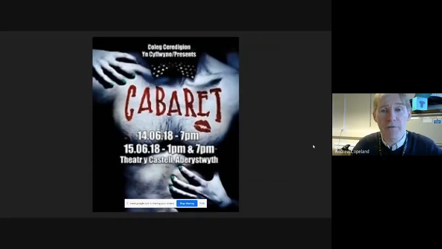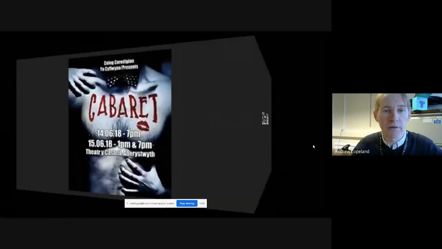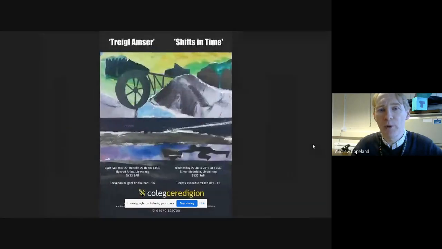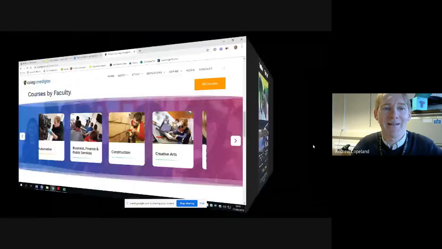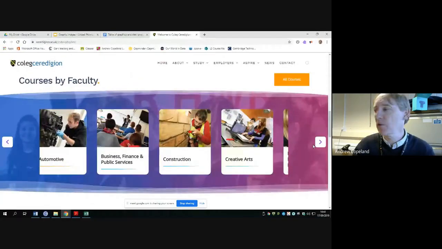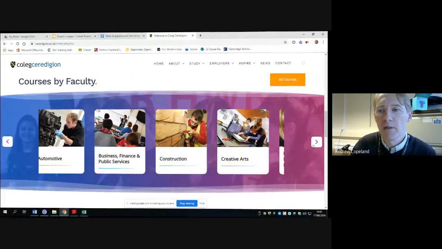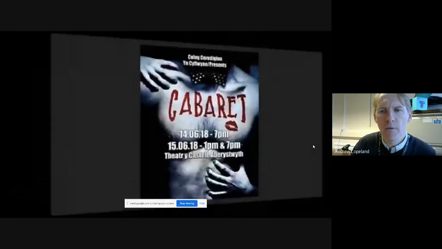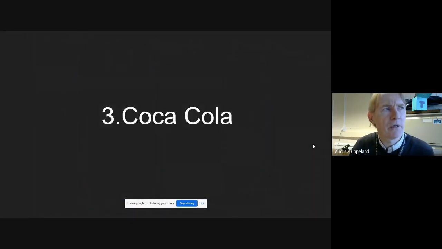Okay. Different formats. Have we got another one? No, it's Coca-Cola next. So we've got a poster, a flyer just then, and two examples of the homepage of the website. Different formats, but all with the same purpose, to promote Coleg Ceredigion or some aspect of it. You're kind of getting the hang of this now, yeah? Harry and William and Ivan, you all think you're getting this now? Yeah, I'm getting it. Excellent.